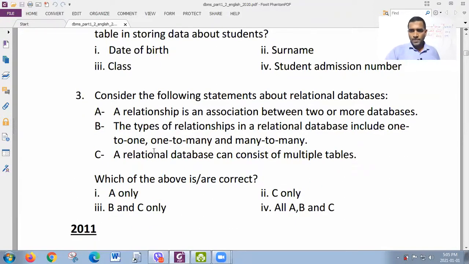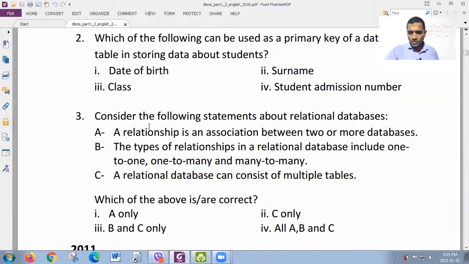Third question. Consider the following statements about relational databases. A, a relationship is an association between two or more databases. B, the types of relationships in a relational database include one-to-one, one-to-many, many-to-many. C, a relational database can consist of multiple tables.